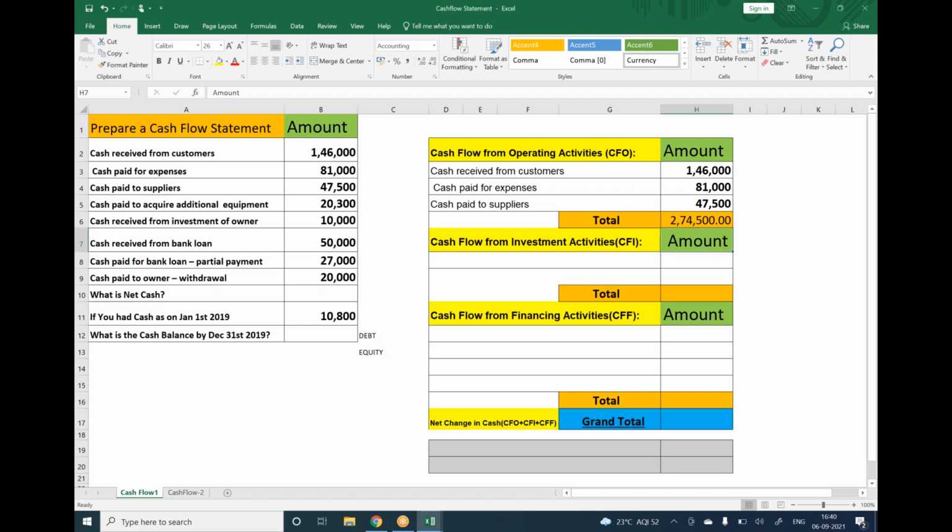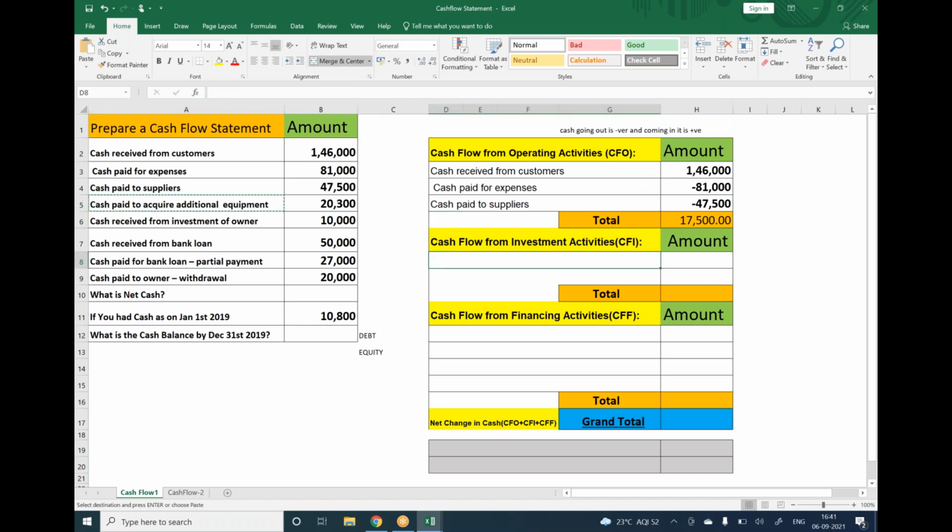But remember, we are doing cash flow. When you're doing cash flow, when cash is going out it is negative, and when it is coming in, it is positive. So keep that in mind. So cash received, obviously it is positive, but I have paid for it. So then what happens? It becomes minus. Then cash paid to the supplier, also cash going out, so it is negative. Next line item, cash paid to acquire additional equipment.